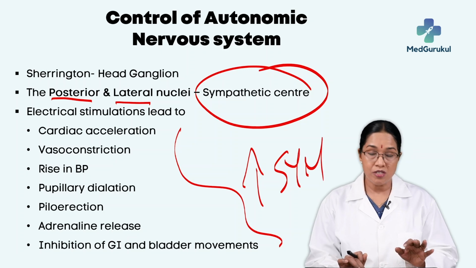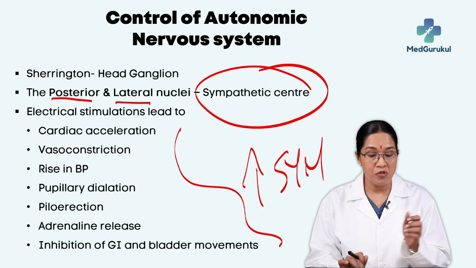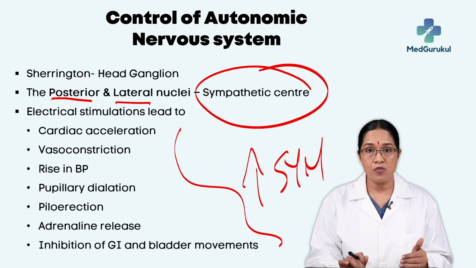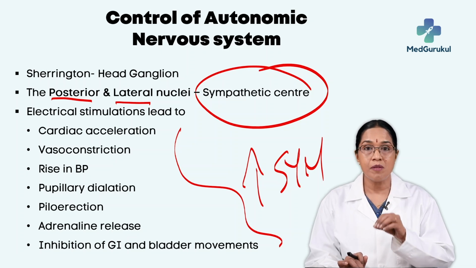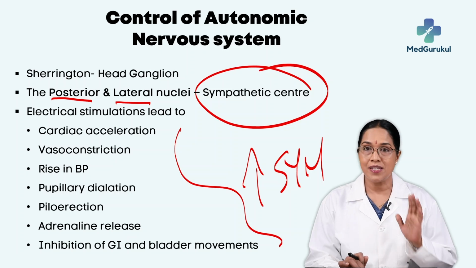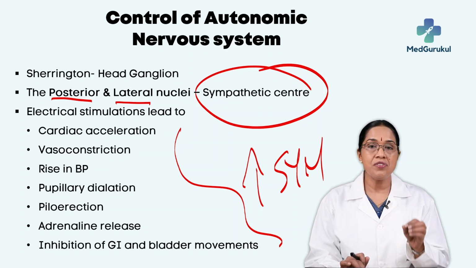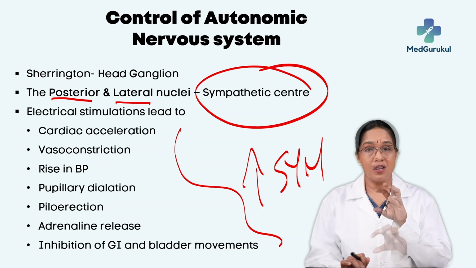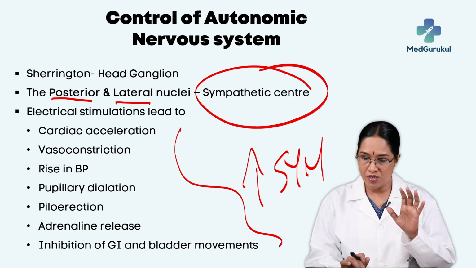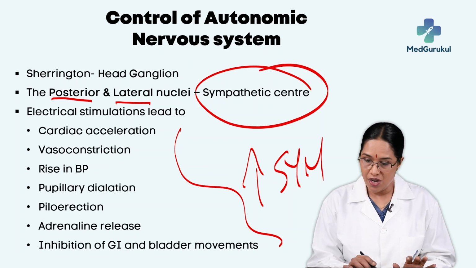So, when the stimulation of the posterior and the lateral nuclei of the hypothalamus produced all these responses, it resulted in the conclusion that probably the posterior and the lateral nuclei of the hypothalamus is the sympathetic center. So, that is how the hypothalamus controls the autonomic activity of the body, because the sympathetic nervous system center is present in the hypothalamus, in the posterior and the lateral nuclei.